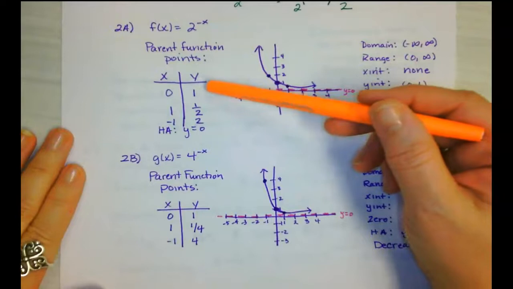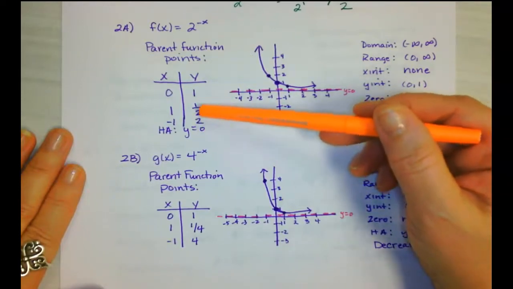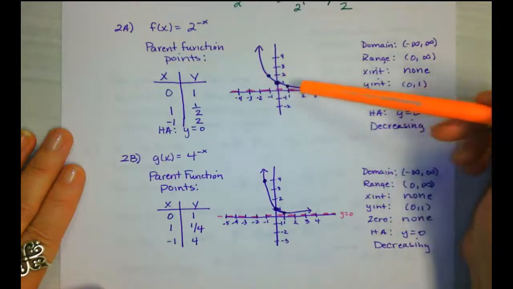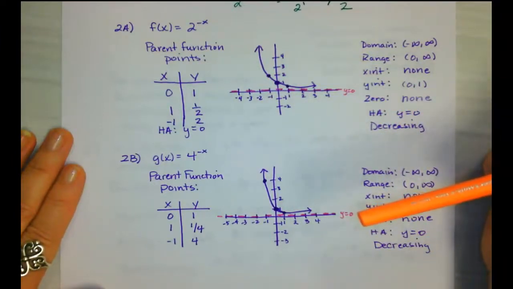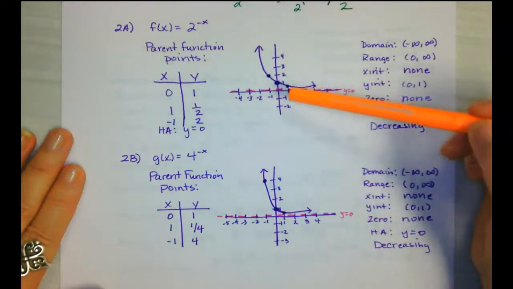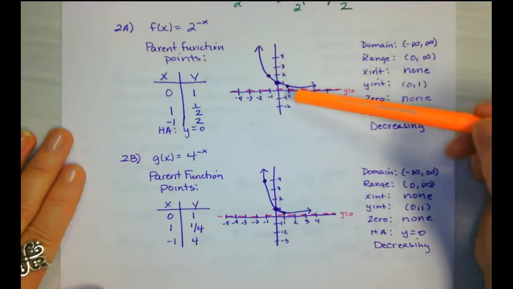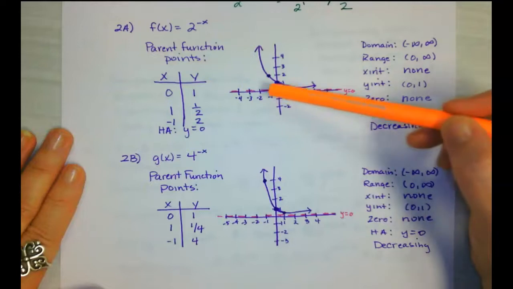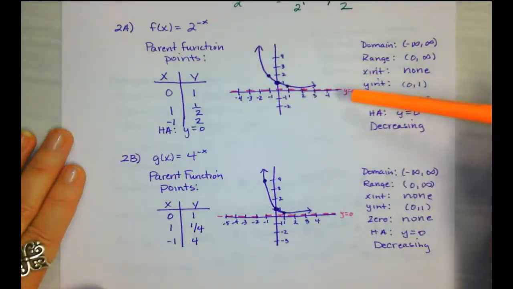And so sometimes in Algebra 2 they'll have you do 3 points. So I went ahead and did this set with 3 points. I'm fine with 2, but a lot of people will do 1 and -1 so that they have a point on each side of the y-axis. So that's really up to you and what you're comfortable with from Algebra 2. So in this case, my parent function points are -1, 2, 0, 1, and 1, 1/2. And then we have our horizontal asymptote.